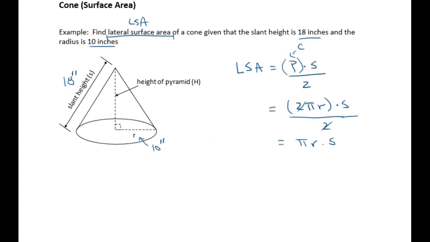So we actually know what these values are. They're given directly in the question, so we don't have to do any Pythagorean theorem. If we did have to find the height of our pyramid, we would have to think about Pythagorean theorem in terms of this right angle triangle, but we don't have to do that in this case. So we can plug directly into our formula. Pi, our radius is 10 inches, our slant height is 18 inches, and so it ends up just being a multiplication, pi times 10 times 18.